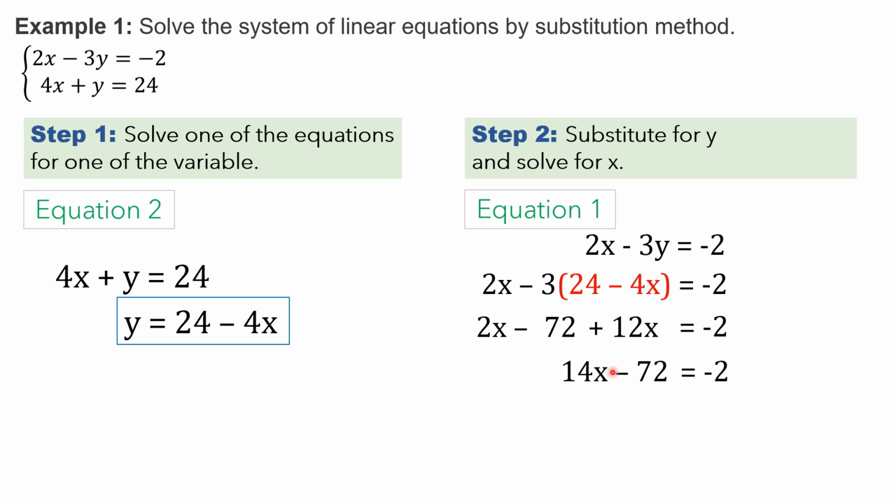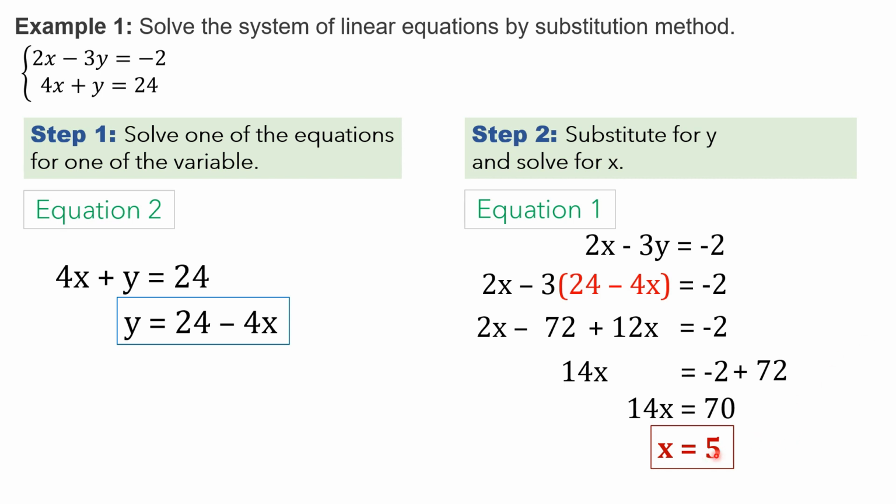Okay, after that, transpose this negative 72 to the other side so we can solve for x. We'll have positive 72. Combine it with negative 2, you'll have positive 70. Bring down 14x. After that, to remove this 14, divide both sides by 14. So 14 will be cancelled, then 70 divided by 14 will give us positive 5. Therefore, the value for x is equal to positive 5.